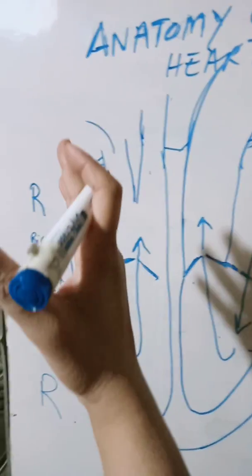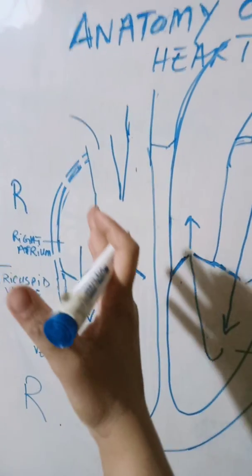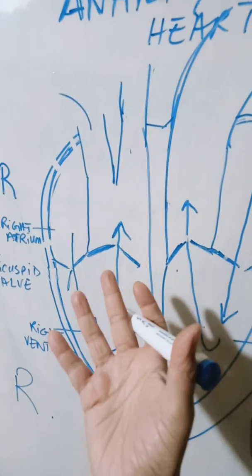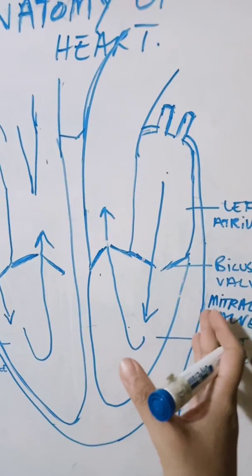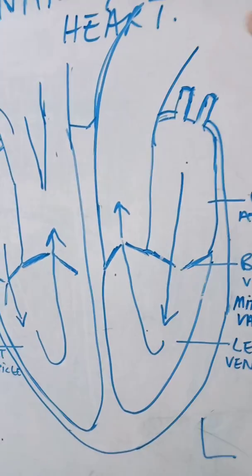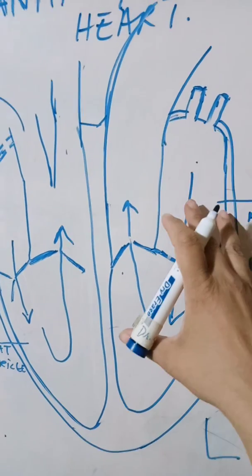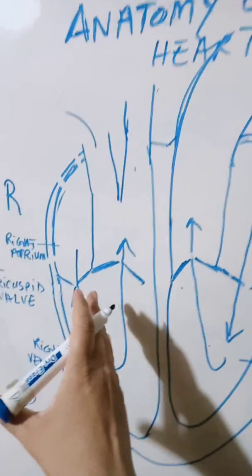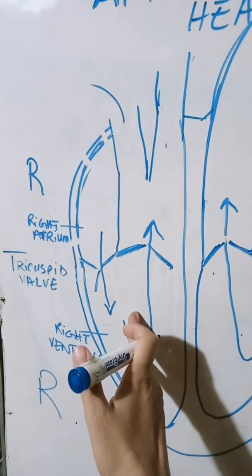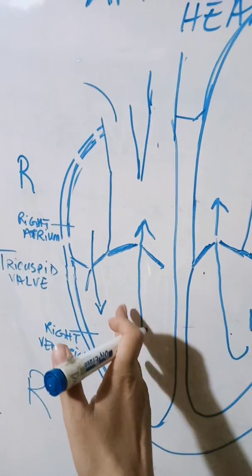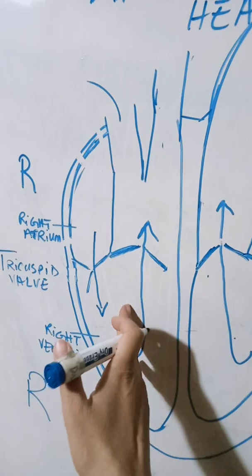Okay, now you see the functions of the two sides are very different. This side, the right side, is contributing to the collection of blood, and this side, the left side, is responsible for distribution of the blood, pumping of the blood. Okay, so the right side is also called the heart pump, or you may call it the lung pump.